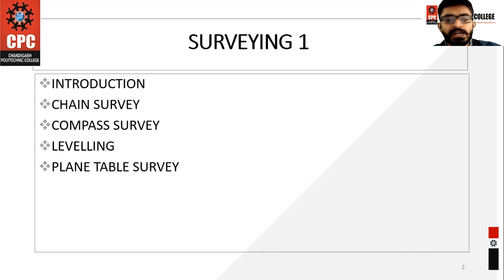Okay, got it. And the next is the compass survey. What is the compass survey? So the compass survey means simply the compass, which you need to cover. There are two types of compass that we will be studying in this subject: the prismatic compass, and the second is the surveyor compass.